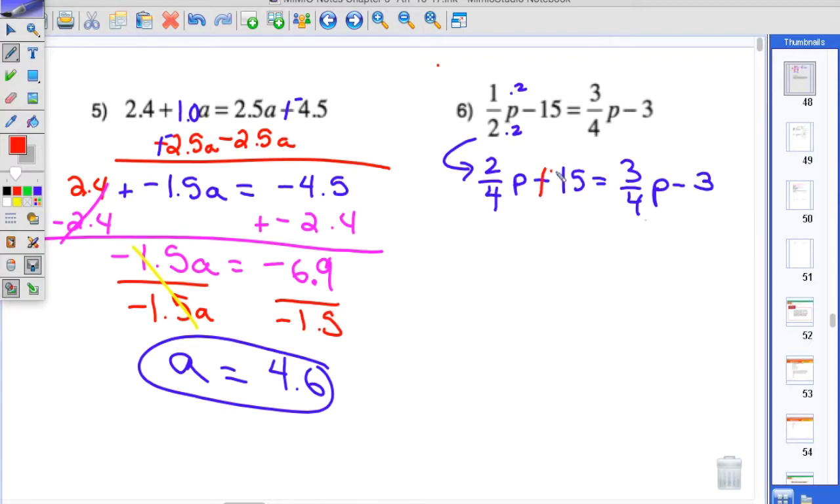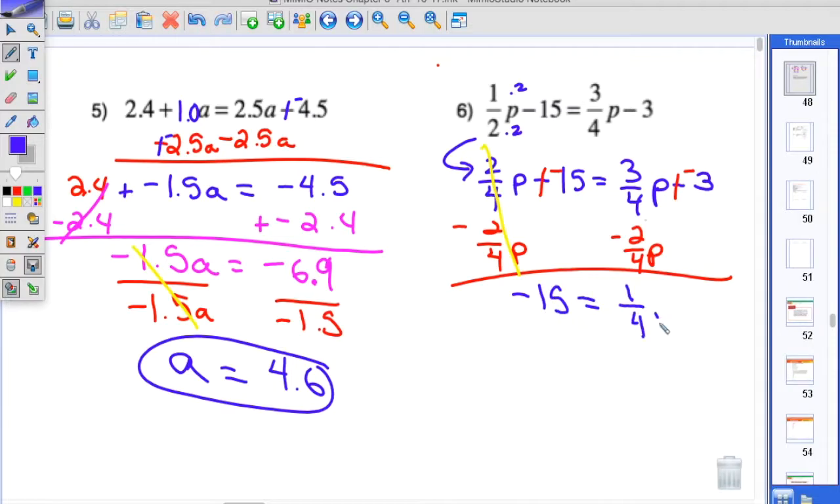I can also change subtraction to adding the opposite. And now let's get rid of the 2/4. So subtract 2/4 on both sides. That's both sides of your equal sign. So now the 2/4 p's cancel out. And you're left with negative 15 is equal to 1/4 p plus a negative 3.